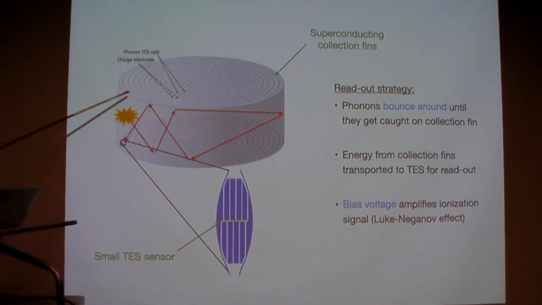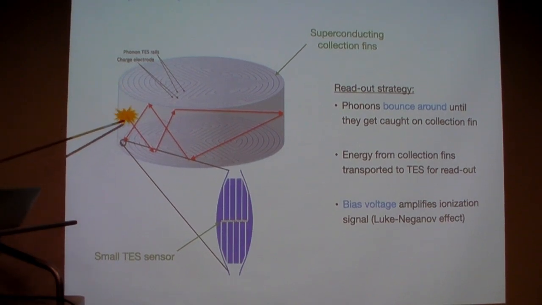These little rails that you're seeing on the top are superconducting collection fins, and they're used for the following. Dark matter comes in and creates a bunch of phonons. This crystal is at cryogenic temperature, about 40 millikelvin, so it's extremely cold. There are no phonons at all in this crystal.